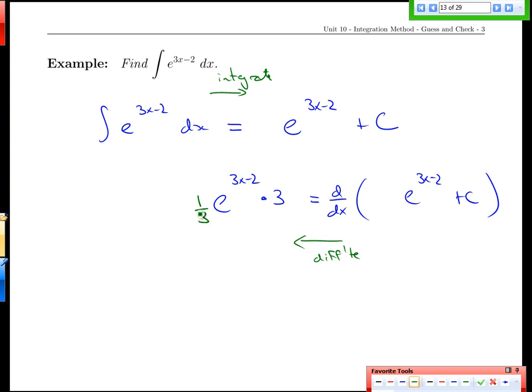We don't want the 3. Well, I can multiply things by scalars, and it won't change the derivative calculation. When we differentiate 1/3 e to the 3x minus 2 plus c, we cancel those 3's, we get e to the 3x minus 2, and once again, we're back to equality here. I integrate e to the 3x minus 2, I get this. I differentiate this, I get back to e to the 3x minus 2, and that's our check that our integral value is correct.